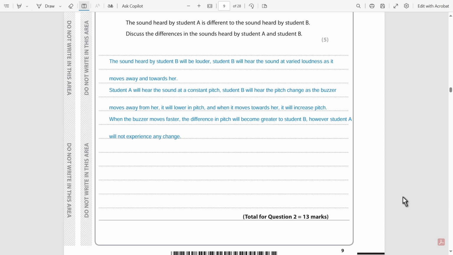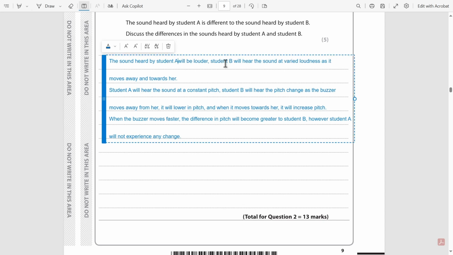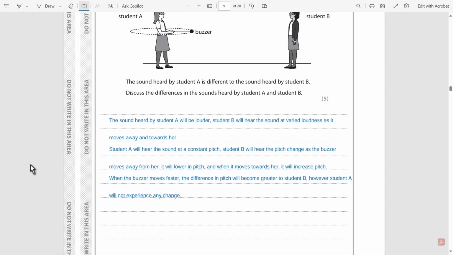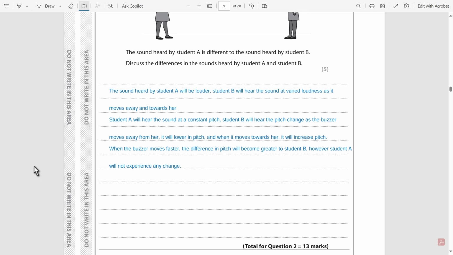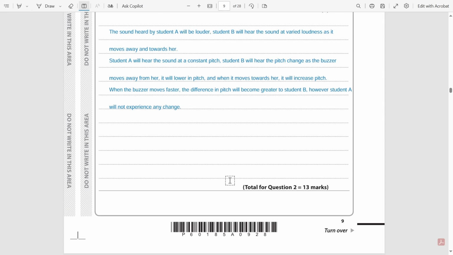The sound heard by student A will be louder. Student B will hear the sound at varying loudness as it moves away and towards her. Student B will hear the sound at a constant pitch. Student B will hear the pitch change as the buzzer moves away from them. It will lower in pitch, and when it moves towards her, it will increase in pitch. When the buzzer moves faster, the difference in pitch will become greater to student B. However, student A will not experience any change.